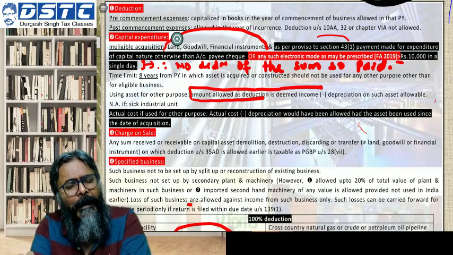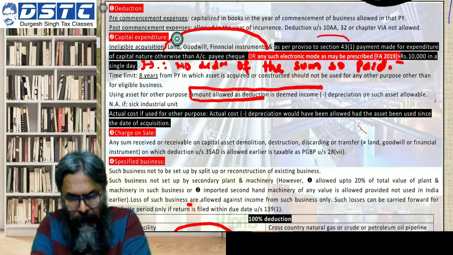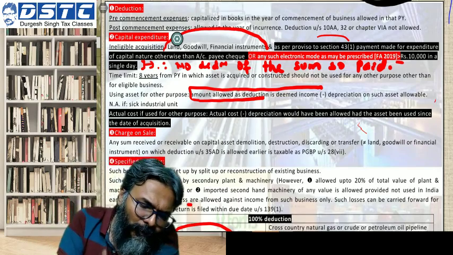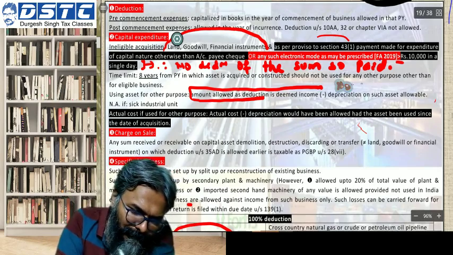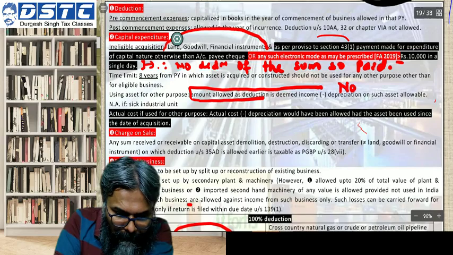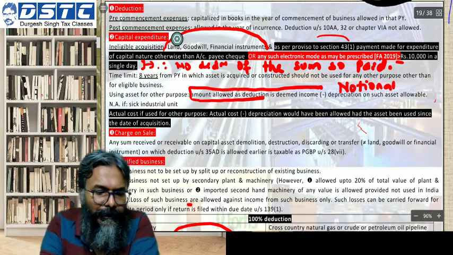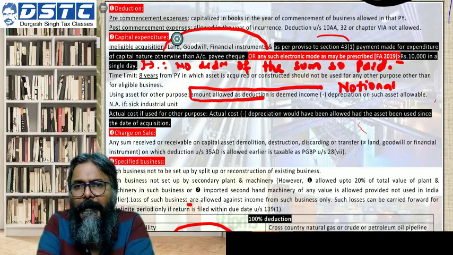Then that amount, that notional depreciation allowance, students, will be reduced. So what I'm reducing here, students, is the notional depreciation allowance. So this is nothing but the notional depreciation allowance on such asset is allowable. And that's exactly how it happens.